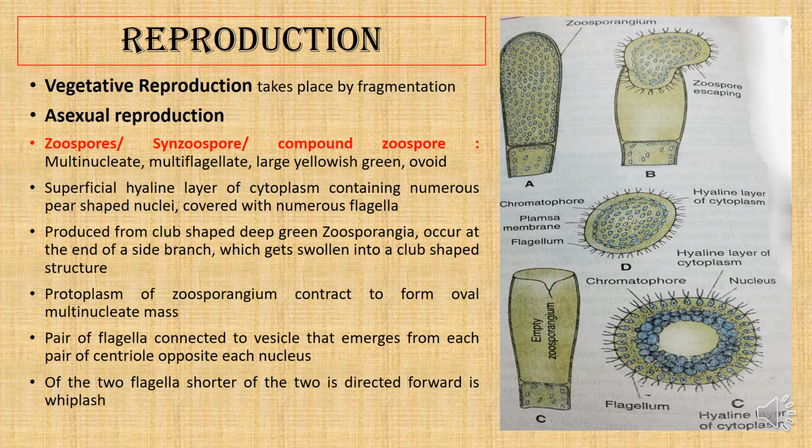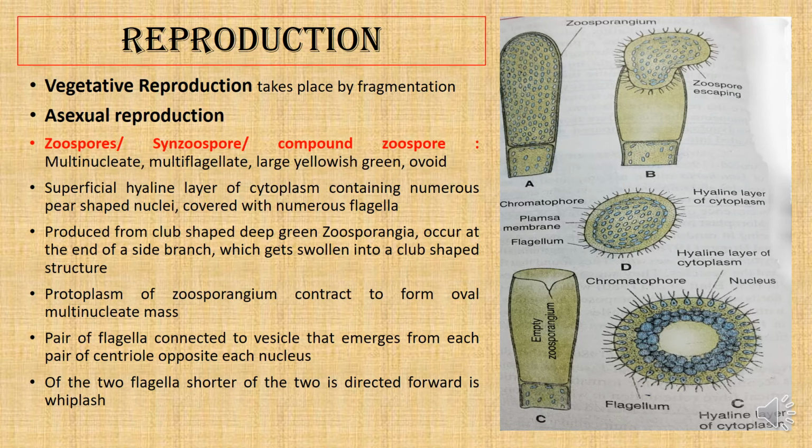And when both the land and the aquatic species are subjected to a tremendous amount of drought, then only the cyst is formed. So we see that in asexual reproduction, three types of spores are produced according to different types of species, whether it is aquatic or terrestrial, also if there is a special condition. So first we will discuss the zoospore.